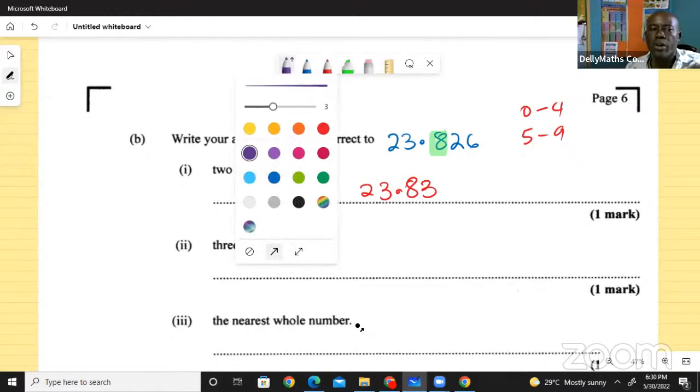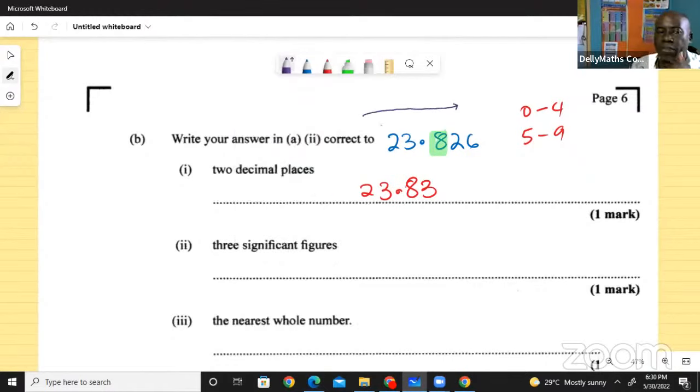And the significant figures run from left to right. So the first significant figure was a 2, then a 3, then an 8, then a 2, then a 6. And it's 5 significant figures there. We're looking at the 3rd spot, and we realize that it's the 8. Since it's the 8, you're going to have to look to the number to the right of the 8. So let us see what is to the right, number 2. And number 2 is in the 0 to 4 category, which means that we're going to have to leave the spot alone. So it's 23.8 to 3 significant figures.